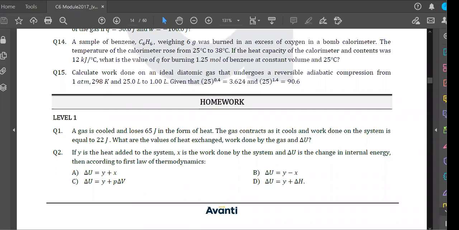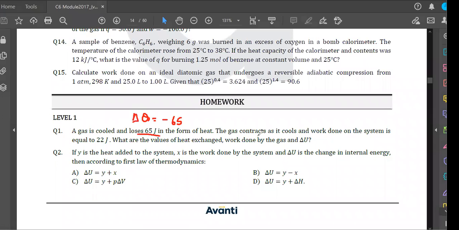Okay, so let's see question number 1. It should be very easy, right? It's basic formula putting. Write down the data. So what is the data given here? Q, right? It is losing heat, which means Q is negative, minus 65.